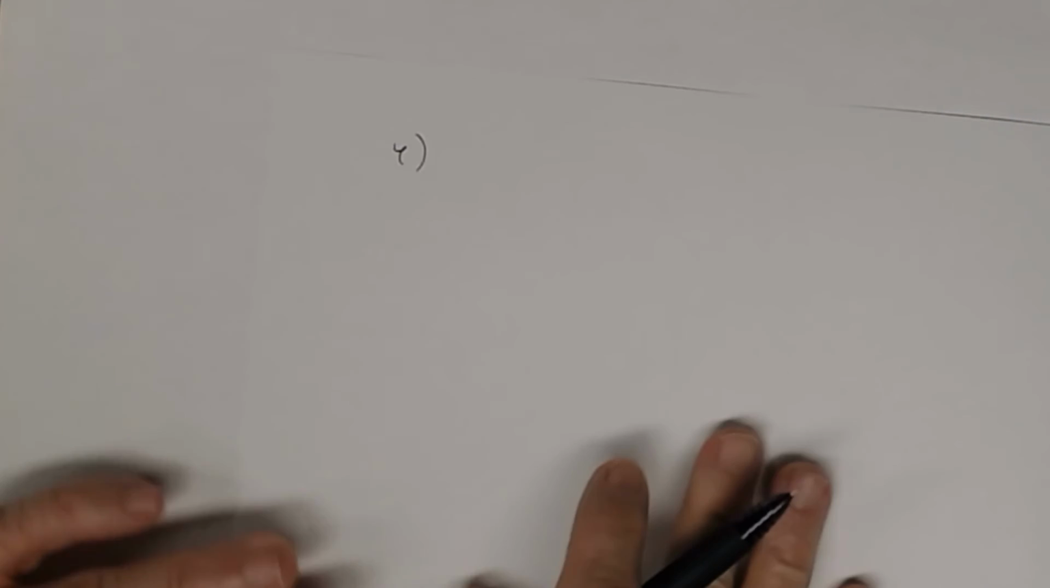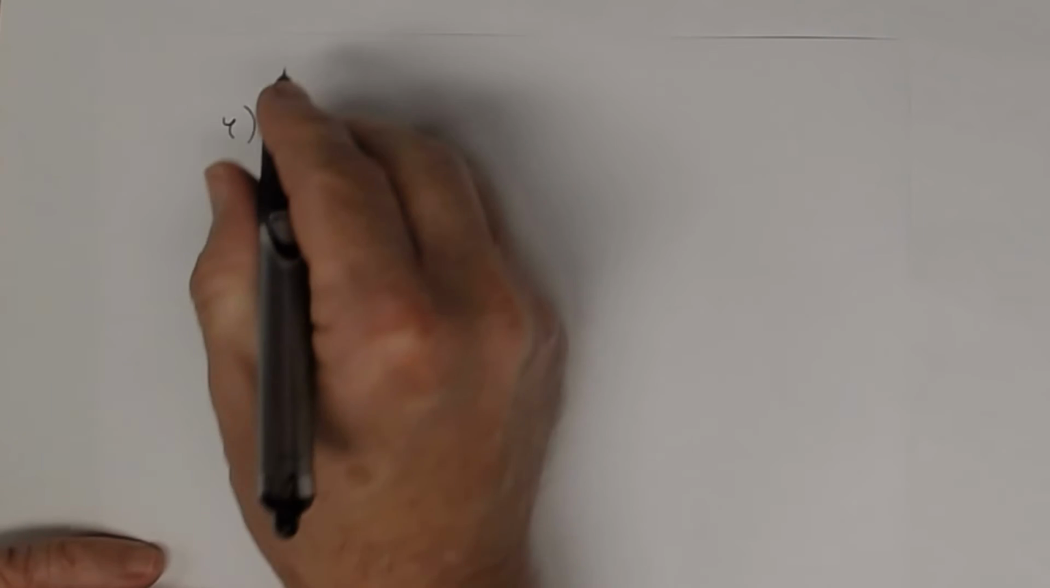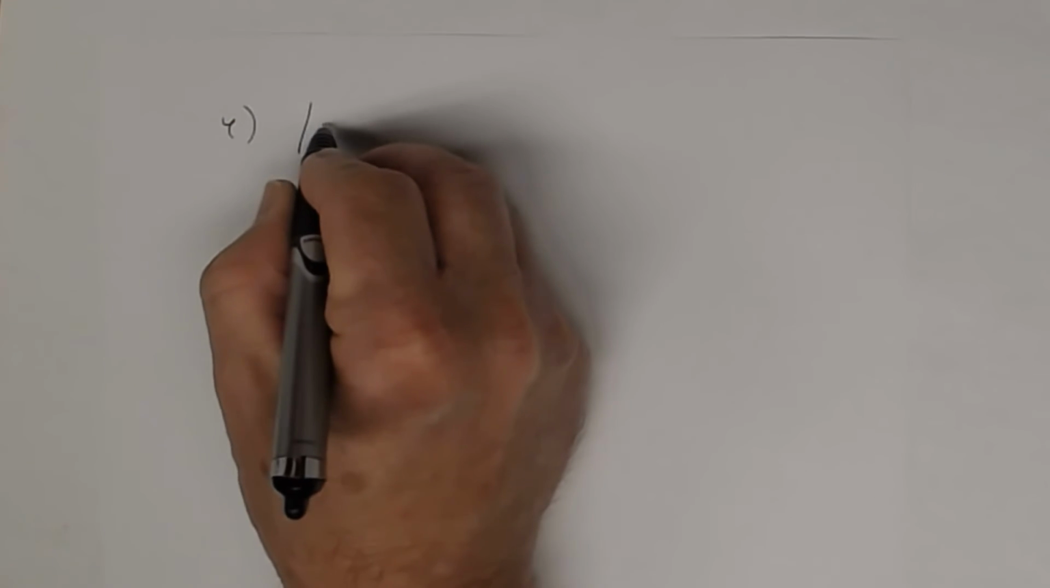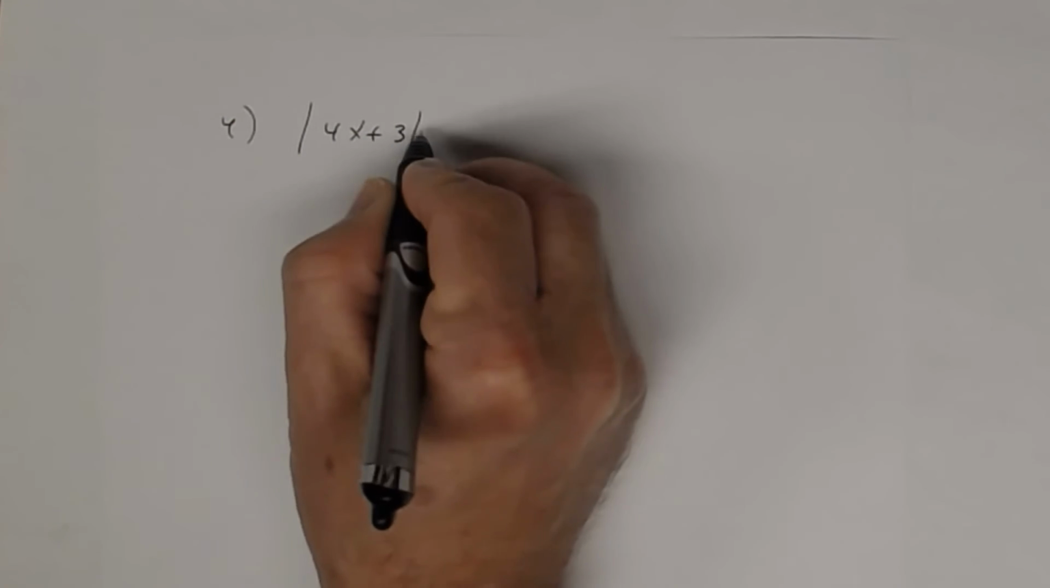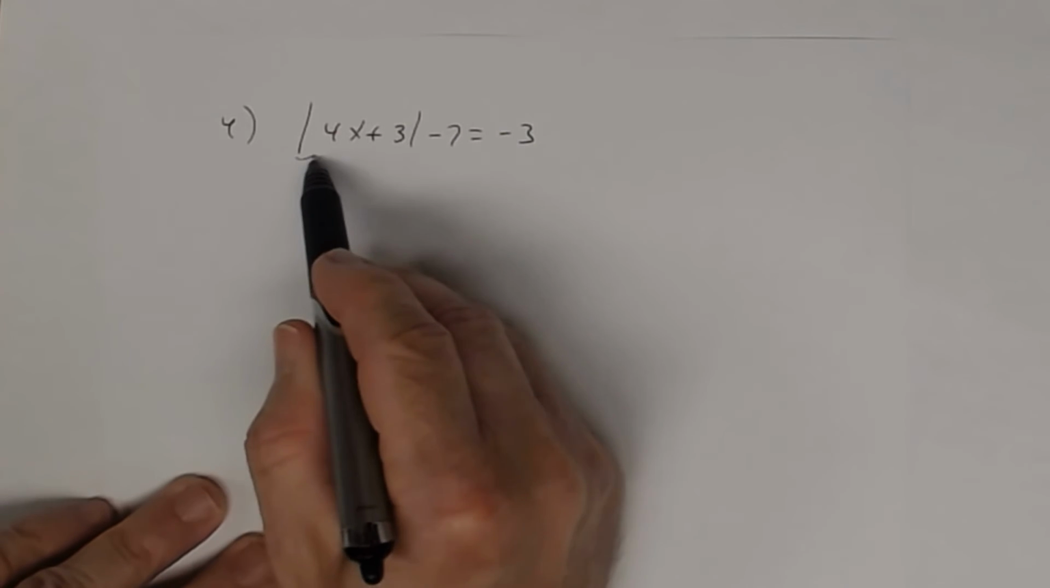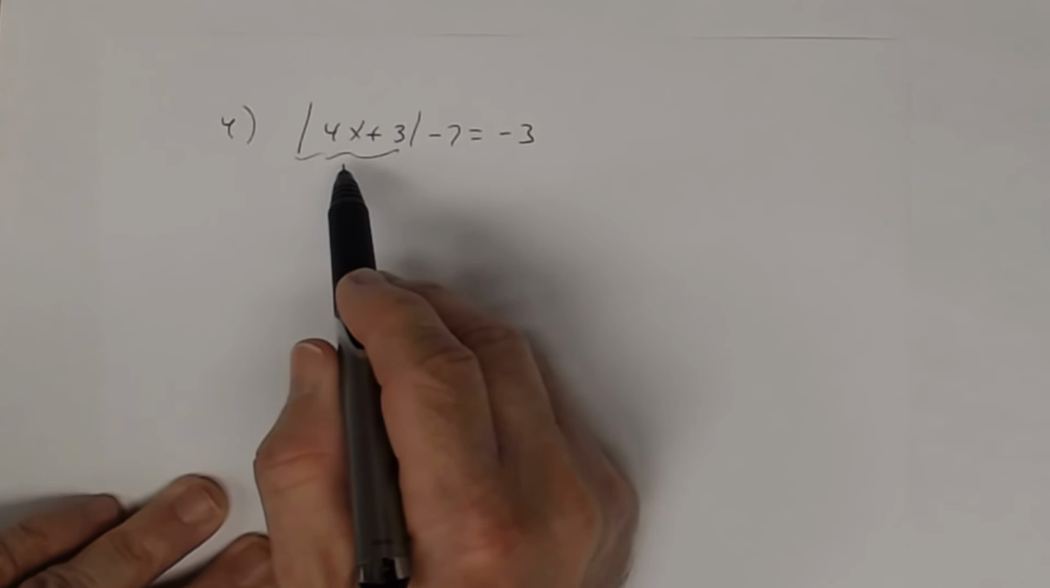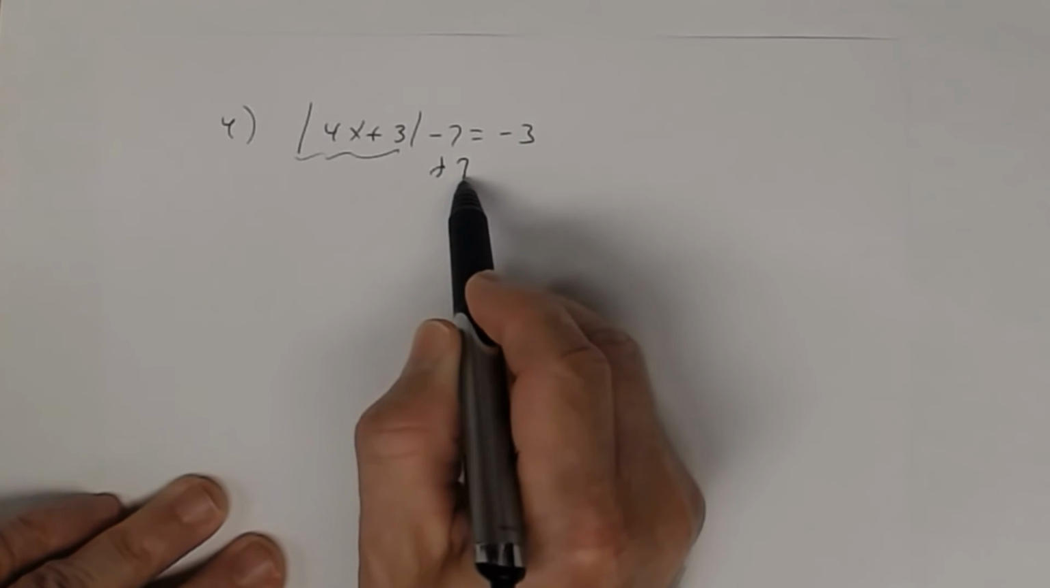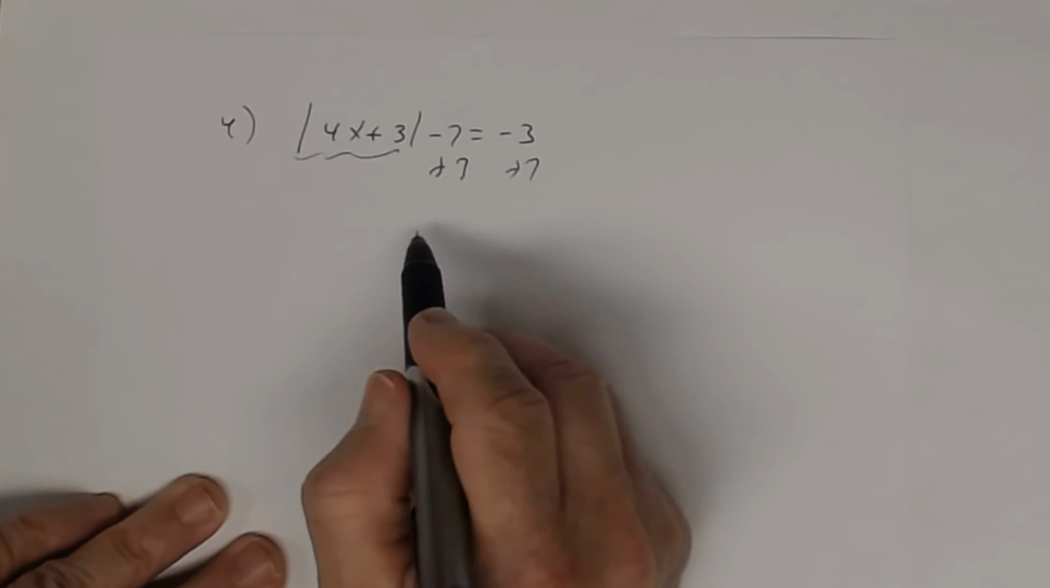In number 4, we have the absolute value of 4x plus 3 minus 7 equals negative 3. All right, so same thing. You're going to isolate the absolute value bars. So you're going to add 7 to both sides. That will be the first thing you're going to do.